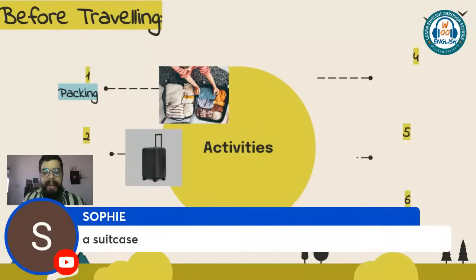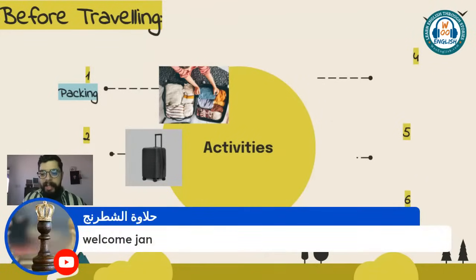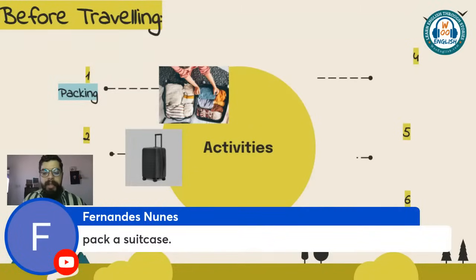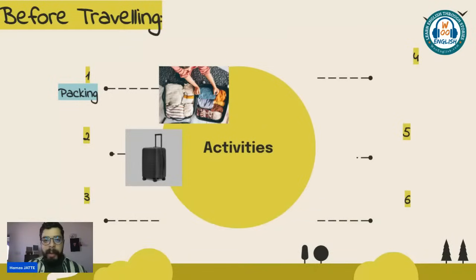Okay, Sophie, amazing. Yes, Sophie, suitcase. All right, so this is just Amin welcoming our man, Jan. All right, so Sophie: suitcase, pack a suitcase. Great. I like, Fernandez, that you have joined both words in one sentence. That's a very clever way to remember both vocabulary items at the same time.